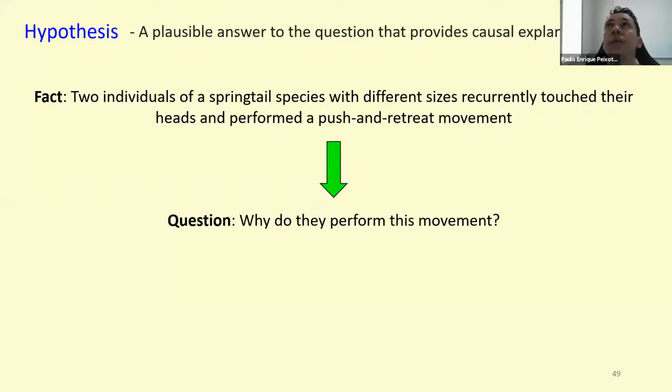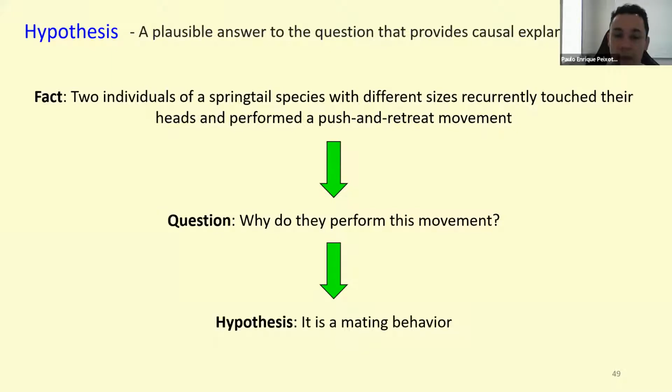Okay, so if I have to fit a hypothesis here, I think that a first answer that I would provide would be something like this, that it is a mating behavior. Okay, so they perform this movement because they are mating, they are performing behaviors to mate. But there is a small problem here, because although it may be a plausible answer to this question, it does not provide explicit causal explanations. I don't know if you can see this.